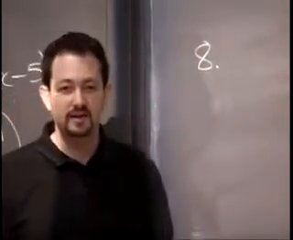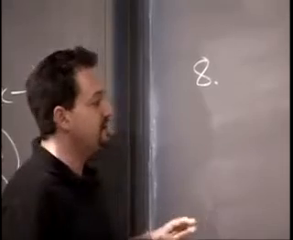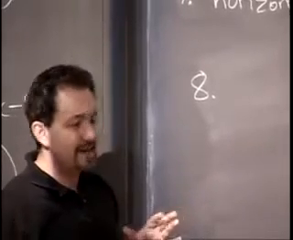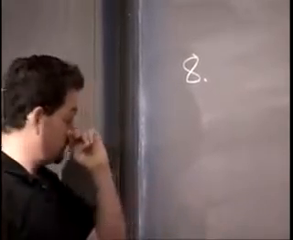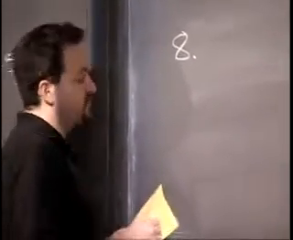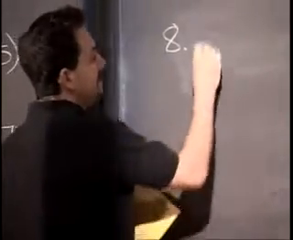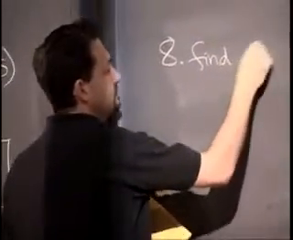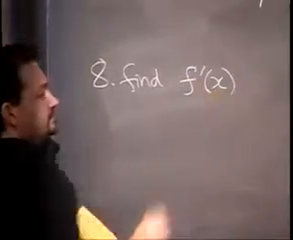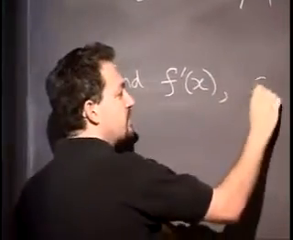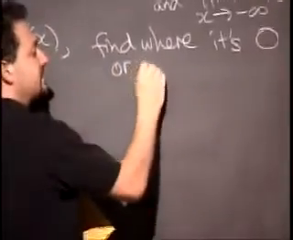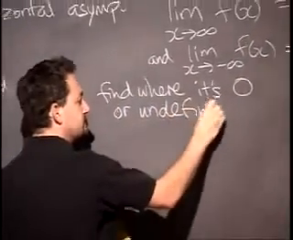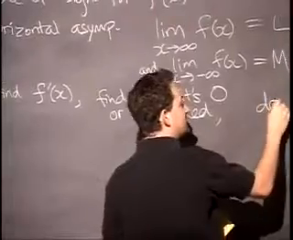Okay, I want to say that although we've used a few limits, we haven't used any calculus proper yet. So the last 4 steps are the calculus piece. This is really the extra piece that we have. So step 8 is find the first derivative. Find where it's 0 or undefined. And draw a table of signs.